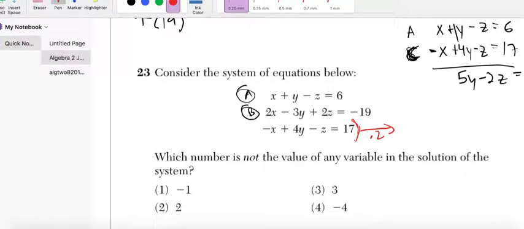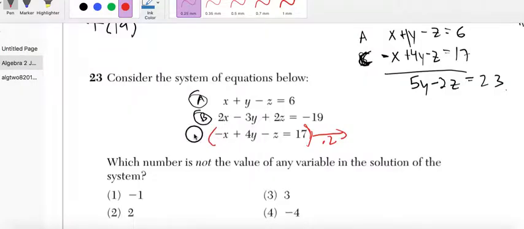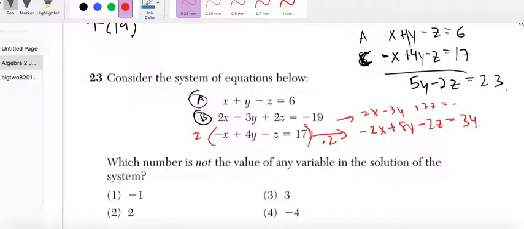And of course, if you have the calculator and you know how to use that, you won't have to do the work for this one, which is beautiful because who wants to do it when you don't have to? Negative 2x plus 8y, because we're just multiplying by 2, minus 2z, and remember to multiply the second term, it's 34. And the original one here, I'll keep this in red, this one just stays here, 2x minus 3y plus 2z equals negative 19.